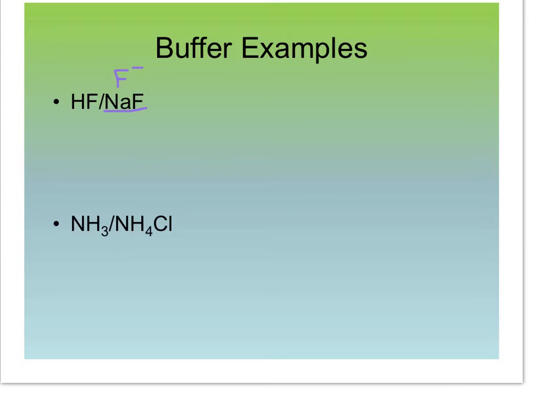Right here, this is our acidic portion, and then the F minus would be our basic portion. So let's say I take some H pluses and I add them to this buffer. Which of these two, the HF or the F minus, is going to react with my H plus? Well, since this is an acid, then the base is going to react with it. So I'm going to add it to the F minus. And what will I form? I will form some HF.